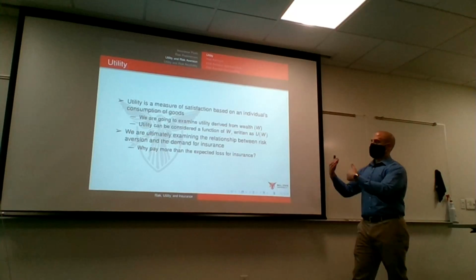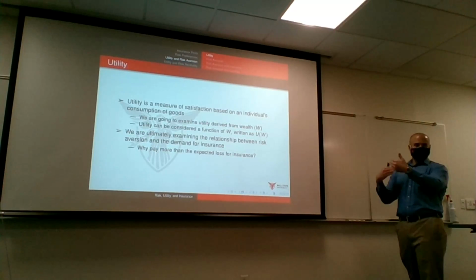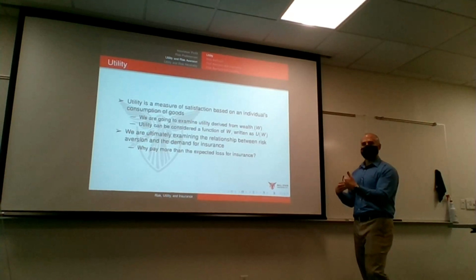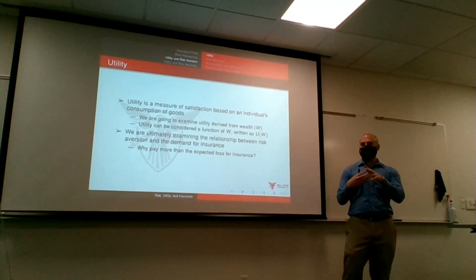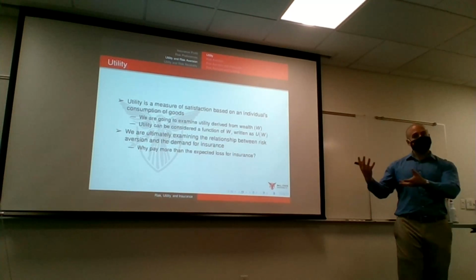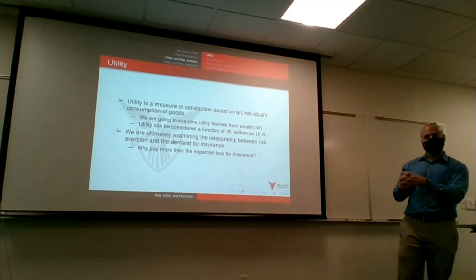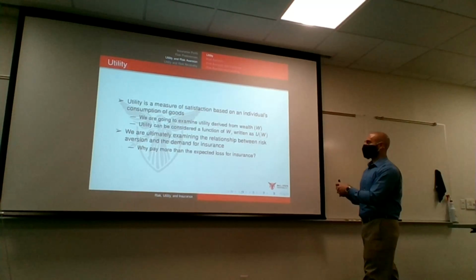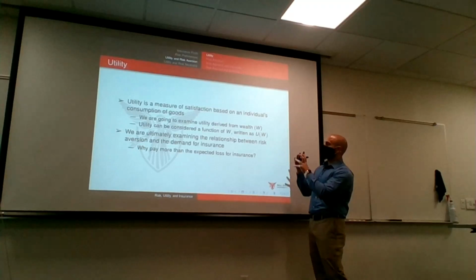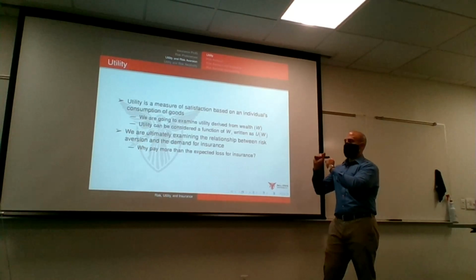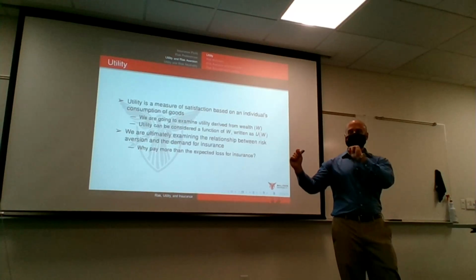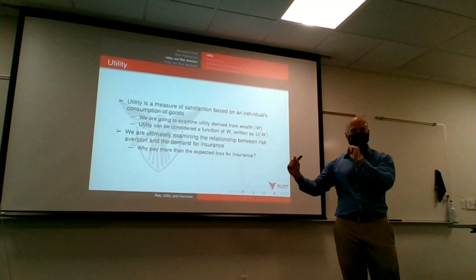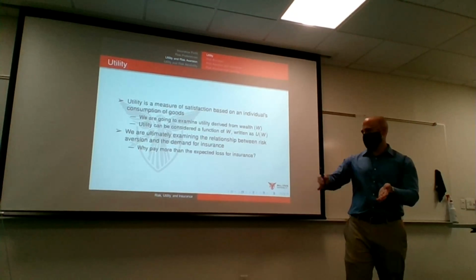So we're going to examine utility as a function of wealth. Okay? And we'll use two functions to explain two different behaviors. So we're trying to think about a relationship between risk aversion and then bring that back to the demand for insurance. Or maybe why people would not pay the expected value of a game to play that game.